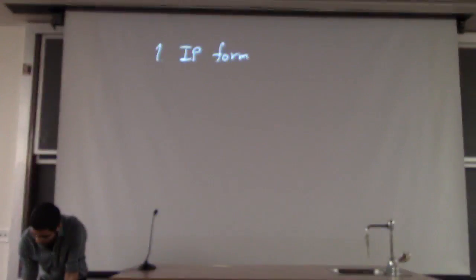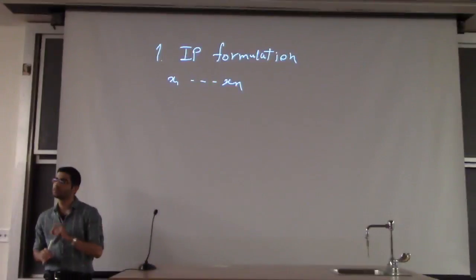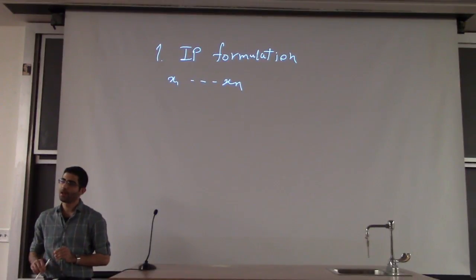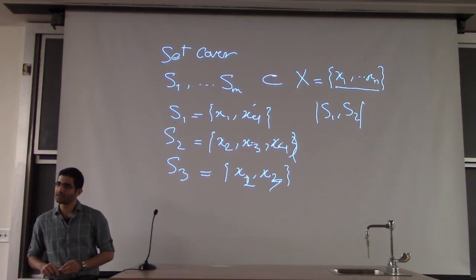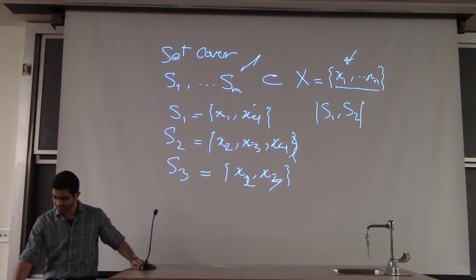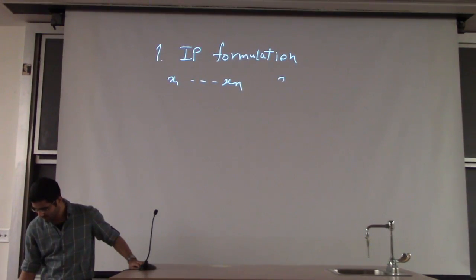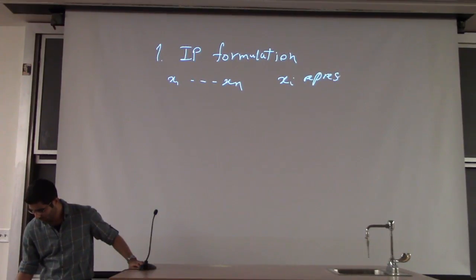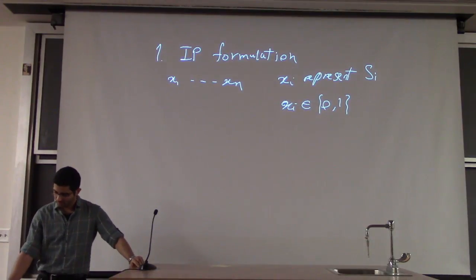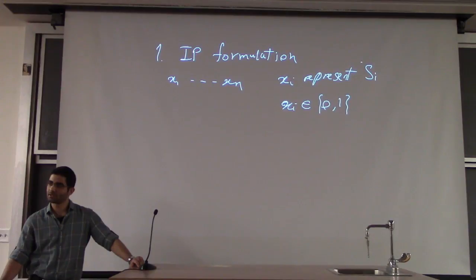Again, the first step, IP formulation. We have x1, x2, through xn, which represent, what do they represent? What's the best way to define the xi's? To be variables or sets? Sets, yeah. Because xi's represent set i. Because xi is either 0 or 1. We want to know if we choose this set or if we don't choose it.